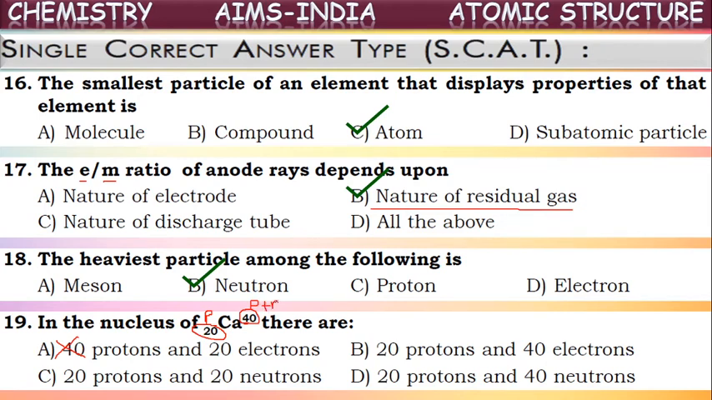Now already we know the proton number is 20. Then what is the number of neutrons we get? 20. So the nucleus of calcium contains 20 protons and 20 neutrons. Okay, this is the correct option.